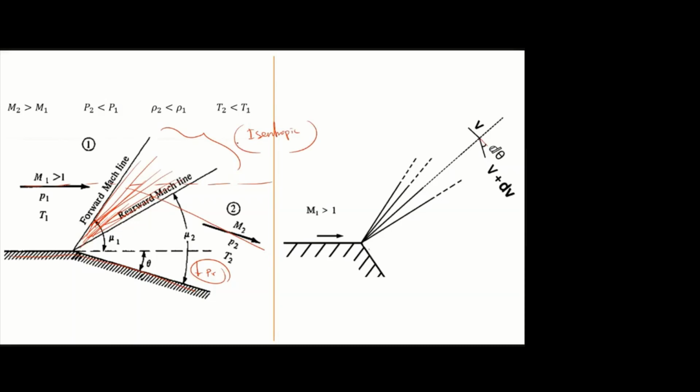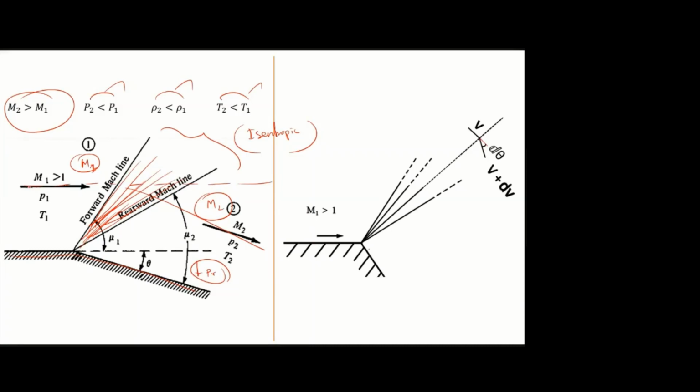So there is no separate derivation to relate pressure, temperature, density and all. We already derived the isentropic relations, and the same thing we are going to use. But in the isentropic relations, we don't have the Mach number relation. We didn't derive the relation for Mach number across the Mach wave, so that is what we are going to derive here.